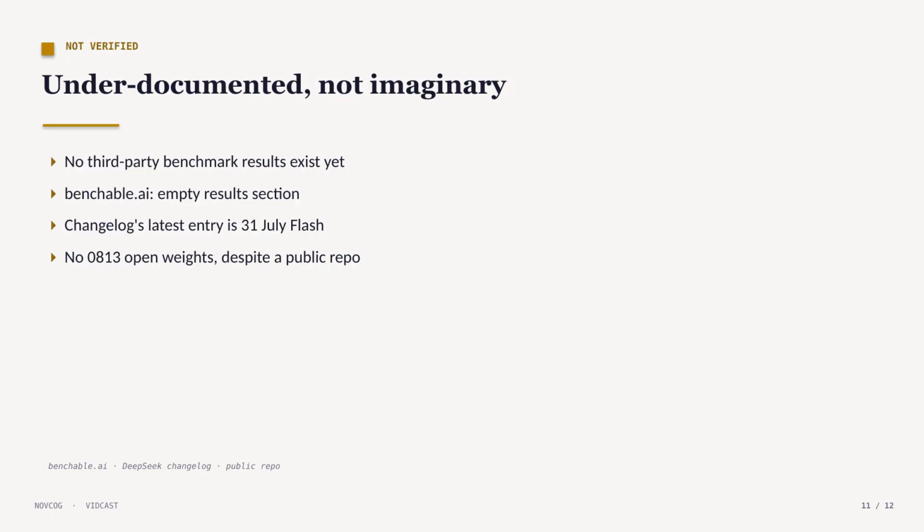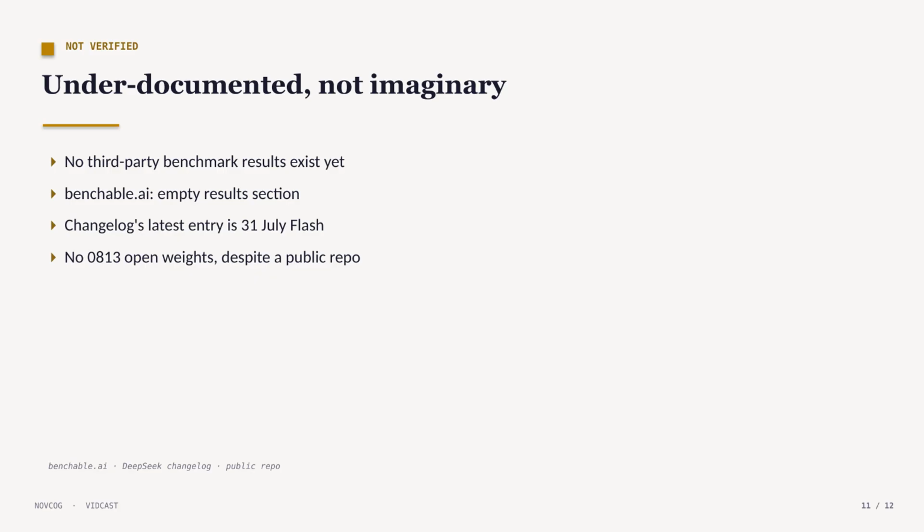Now the spine of this story: what is not verified. No third-party benchmark results exist yet. The independent tracker benchable.ai shows an empty results section for this model. DeepSeek's official changelog has no entry for the 13th of August. Its latest is the 31 July flash update, which said the Pro release would follow. And open weights for the 0813 build are not published, despite a public repo.